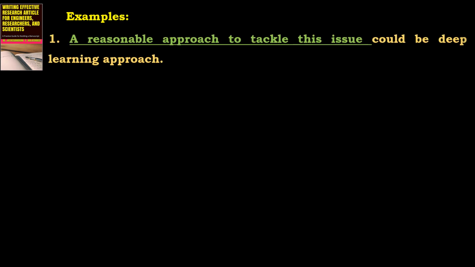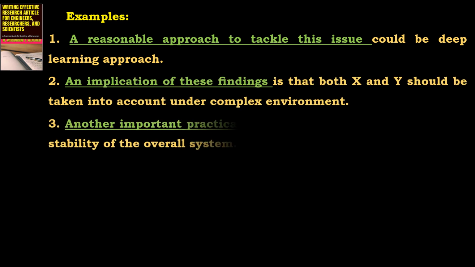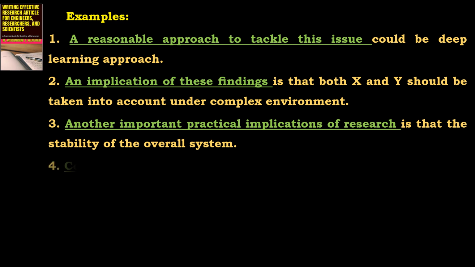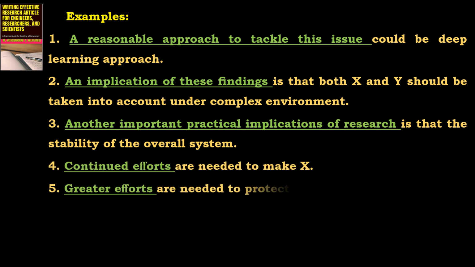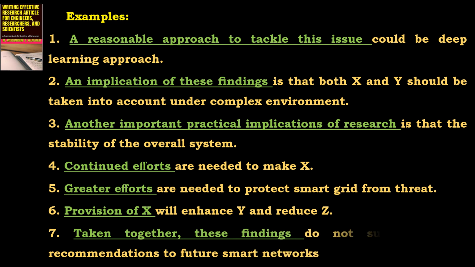Let us look at some examples where the keywords that represent the practical implications and recommendations are highlighted in green. 1. A reasonable approach to tackle this issue could be a deep learning approach. 2. An implication of these findings is that both X and Y should be taken into account under a complex environment. 3. Another important practical implication of the research is the stability of the overall system.